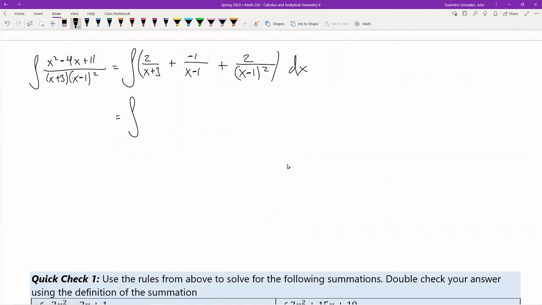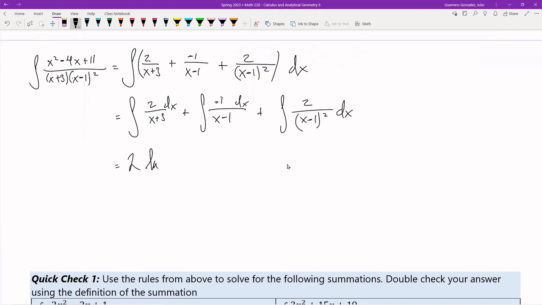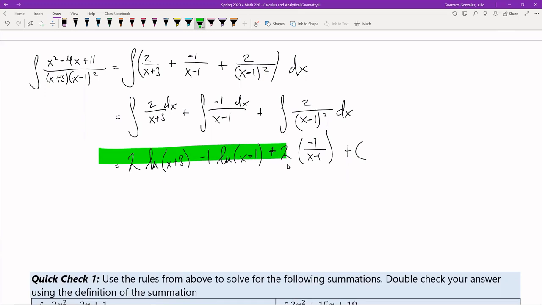So then that is equivalent to the integral of 2 over x plus 3 dx plus the integral of negative 1 over x minus 1 dx plus the integral of 2 over x minus 1 squared dx. All of these now are u substitutions. The first two are fairly simple. You're supposed to get something along the lines of 2 ln of x plus 3 minus 1 times the ln of x minus 1. The last one is the weird one: u is going to be x minus 1, and that's going to be squared. So what you get for this one is plus 2 times negative 1 over x minus 1, and then plus C rounds it out. And we are done.